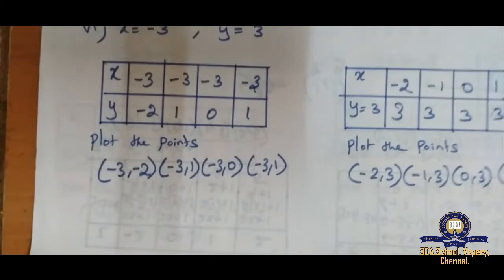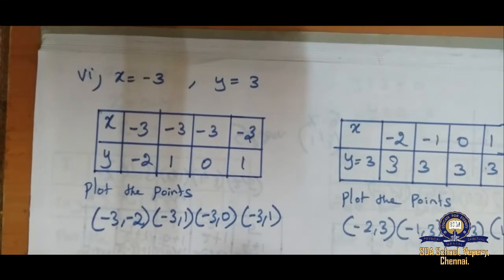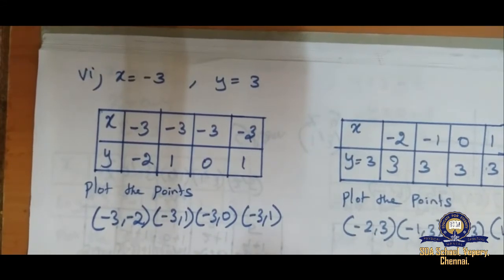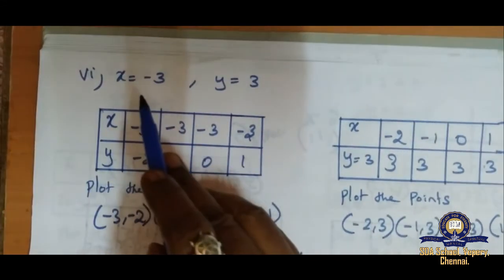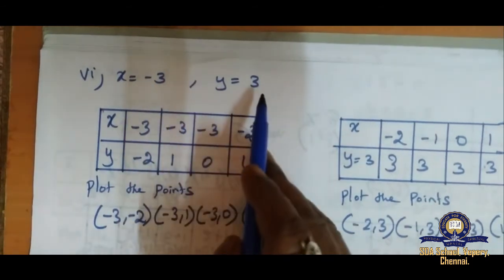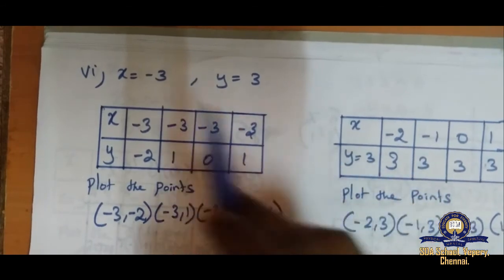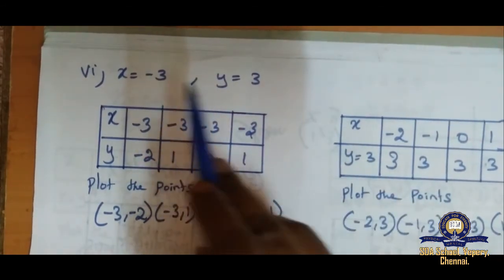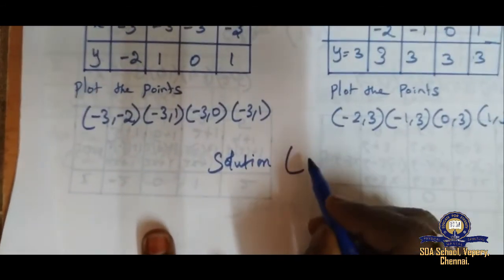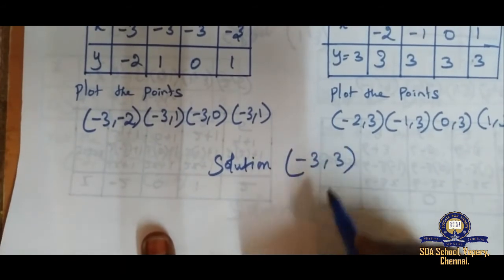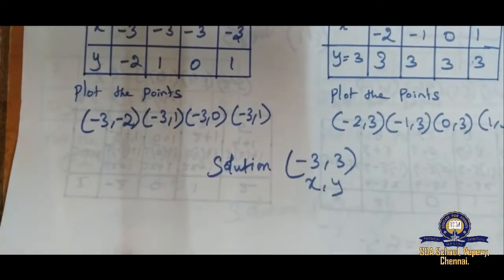So what will be the solution? Can anybody guess? In this question itself they gave x equal to minus 3 and y equal to 3. So after plotting the points, you join and see, you will get the answer as x equal to minus 3 and y equal to 3. Solution is minus 3 comma 3. This is our solution. Clear?